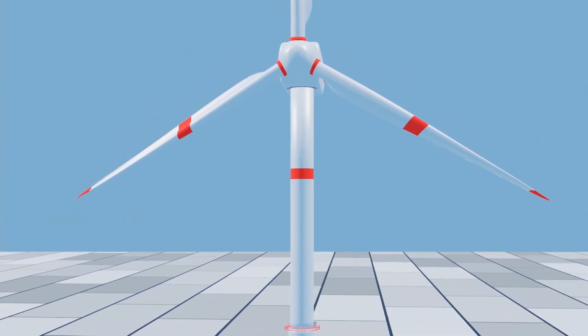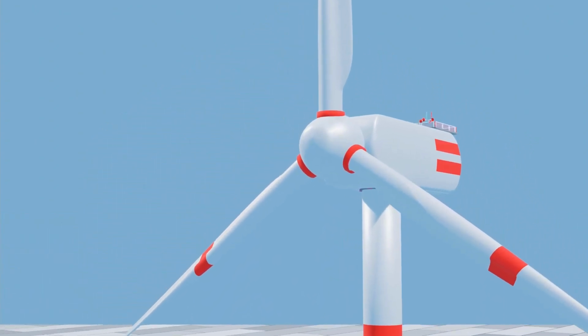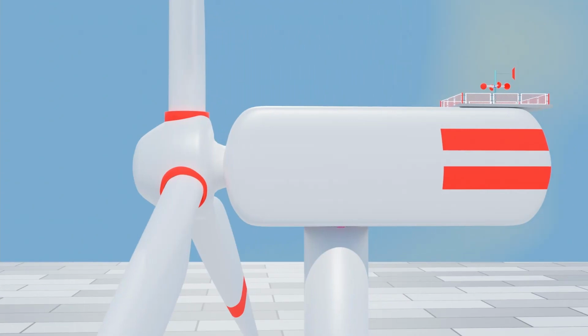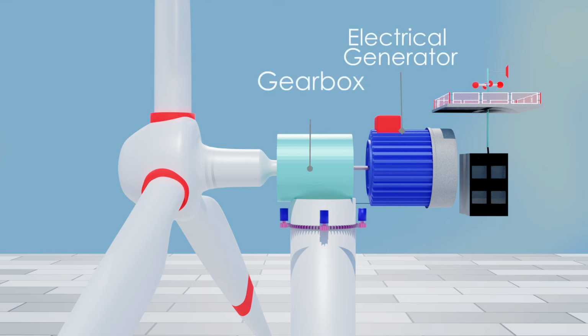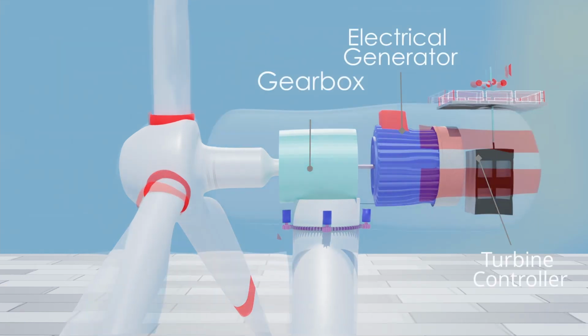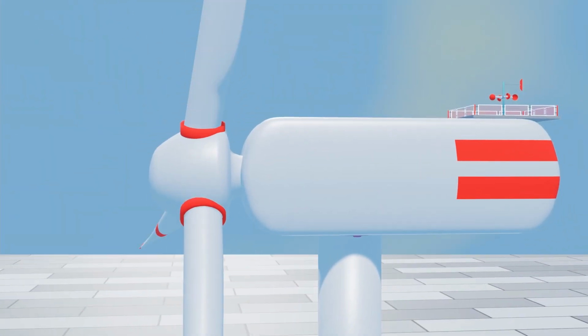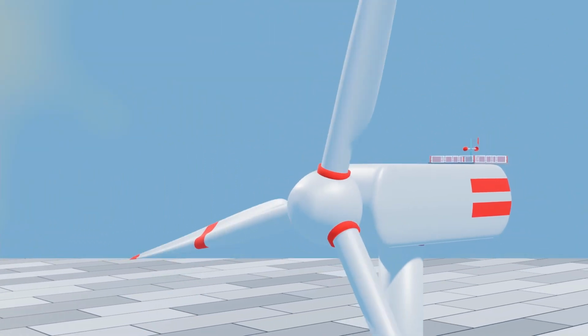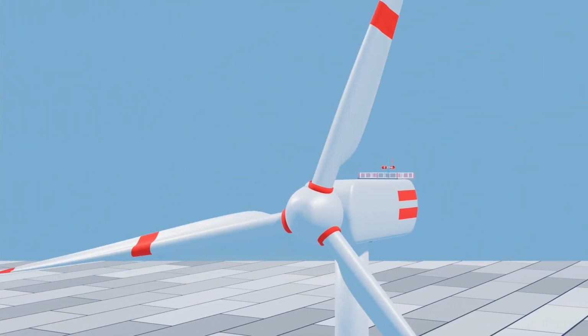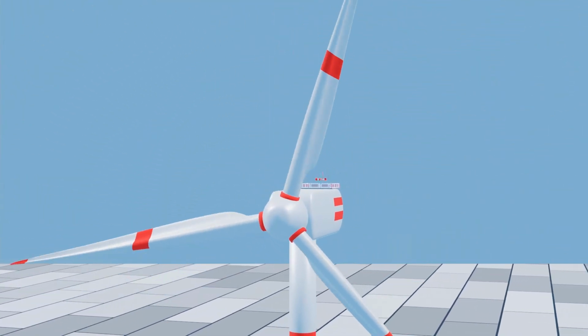On the top of the tower, there is the nacelle of the wind turbine. The nacelle is a big box that sits on the tower and houses all the components of the wind turbine. It houses an electrical generator, gearbox, turbine controller, cables and a yaw drive. Let's come to the rotor blades of the wind turbine. Blades are the mechanical parts of the wind turbine. The blades convert wind's energy into usable mechanical energy.